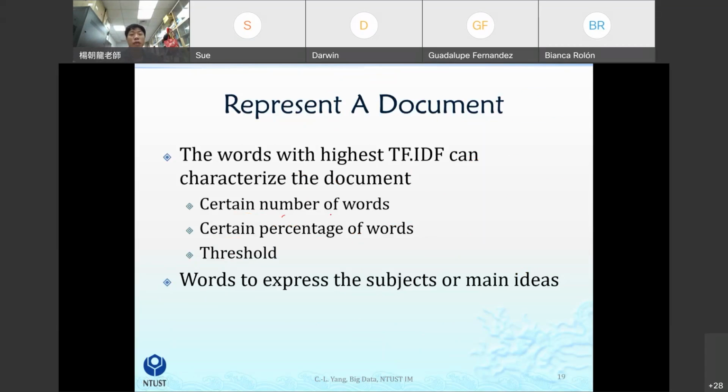So we have a certain number of words, a certain percentage of words, and we have some threshold we need to set. Basically, we want to use the words to express a subject or main idea. Think about your language, for example English or Spanish, and you want to take a look at news. There are so many documents like that, right? News, posts, or anything. And if you are able to use a certain keyword to represent the document, that would be a very important idea.